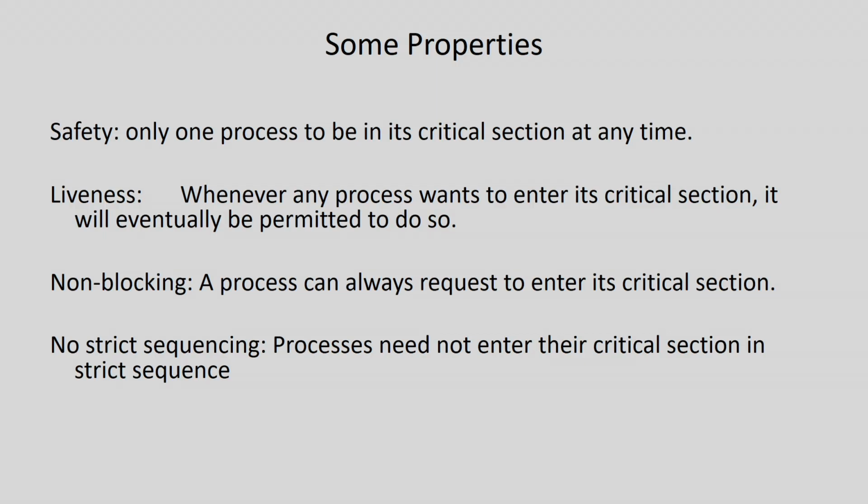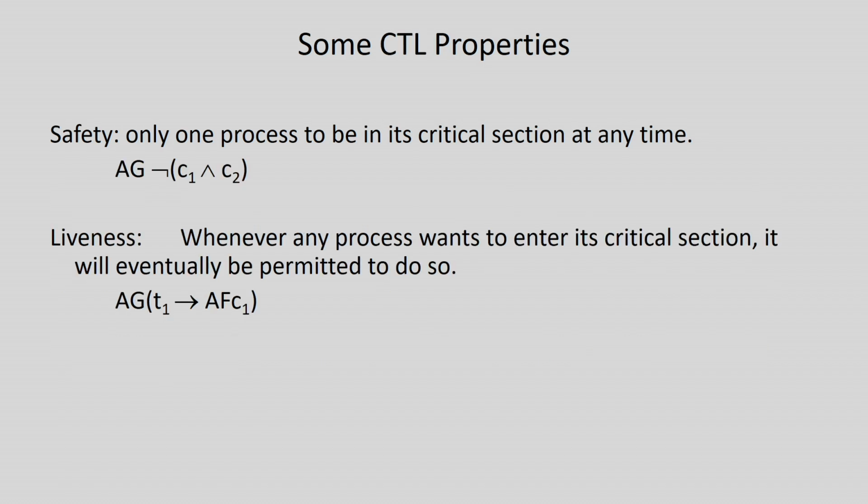Now, when we apply the model checking method, we have to capture those properties with the help of our CTL formula. Let me give some examples. The safety property: only one process can be in its critical section at any time. How are we going to specify it with CTL? This is the formula that we can write: AG not (C1 and C2). This must hold globally. That is why I am saying in all paths globally not (C1 and C2).